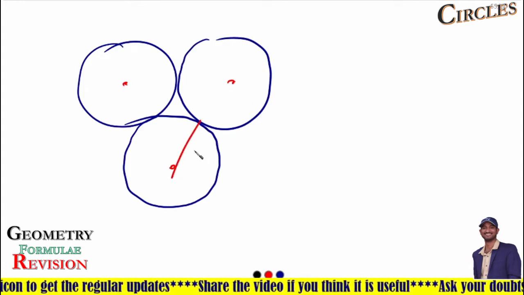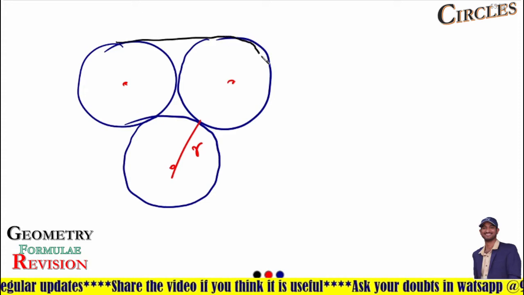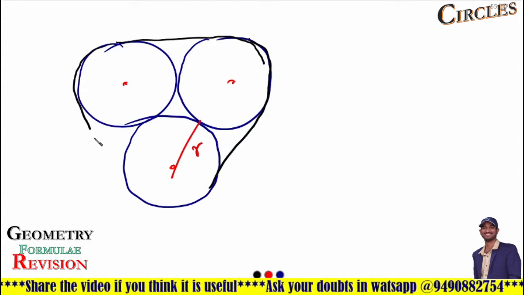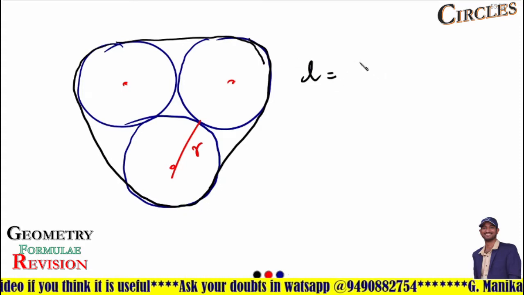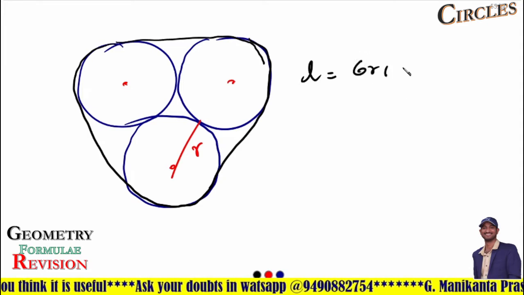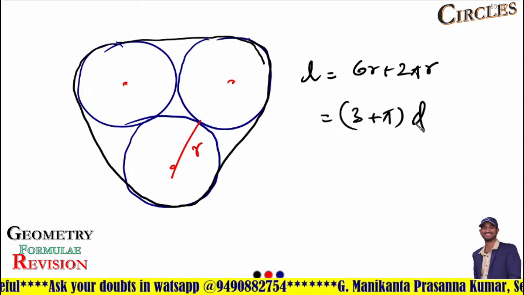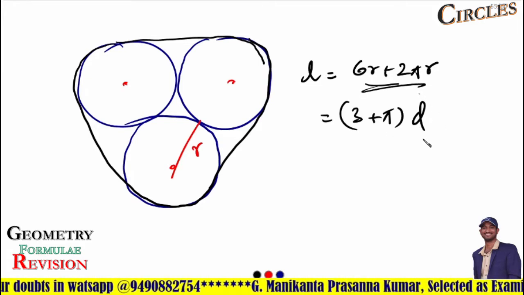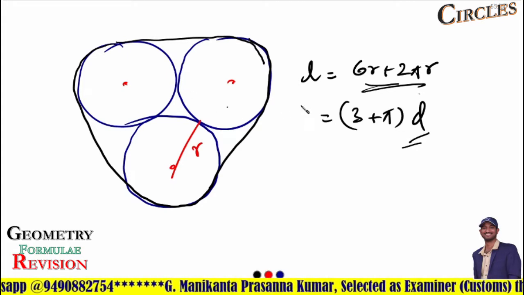Radius of each circle is r. Then the length of the rubber band which bounds the given three circles is equal to 6r plus 2 pi r, or 3 plus pi into d, where d is the diameter of each circle. If the radius is given, 6r plus 2 pi r; if the diameter is given, 3 plus pi into d. For three circles, it is the formula.